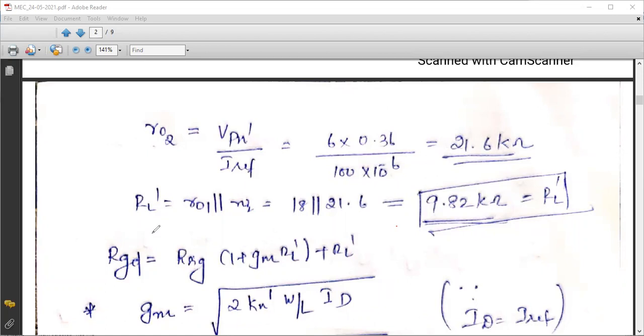Yes, sir. Now, if you see this equation, again we need to find GM, only then can you find RGD. Previously I found RL dash. Now I need to find GM so that I can finalize the answer for RGD. The equation for transconductance GM, we already learned in the second module: GM equals root of 2 Kn dash W by L into ID. So this is the equation for finding the transconductance GM.